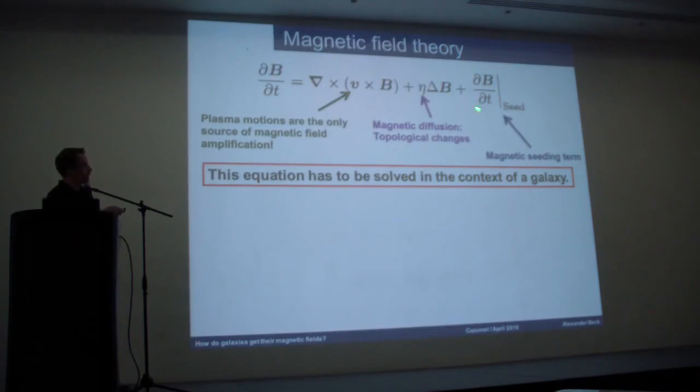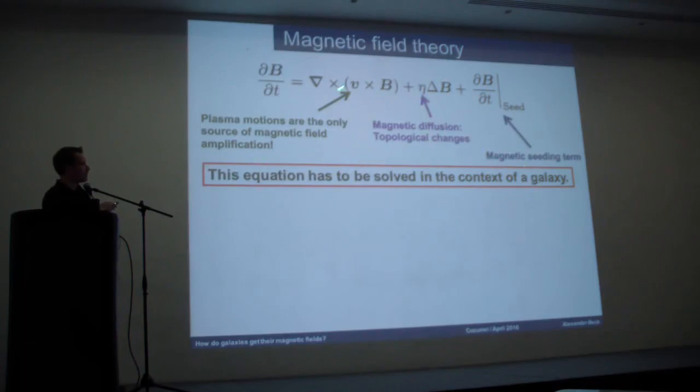Which means that you might need to add some kind of seeding term to the equation which injects magnetic fields, which then later on can be evolved by the front part. And here everything that happens to the magnetic fields comes from velocity motions. Here are some topological changes like diffusion or ordering in space.